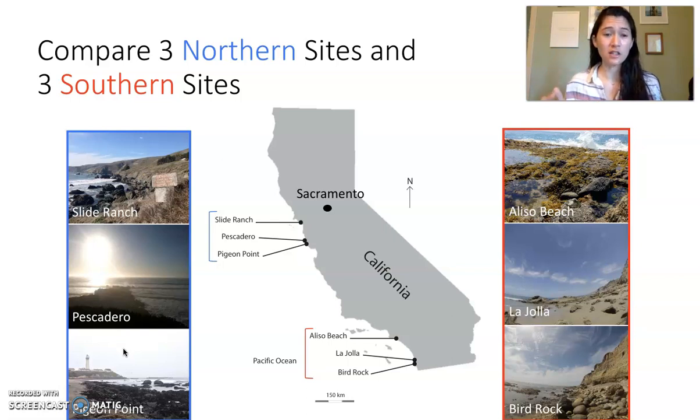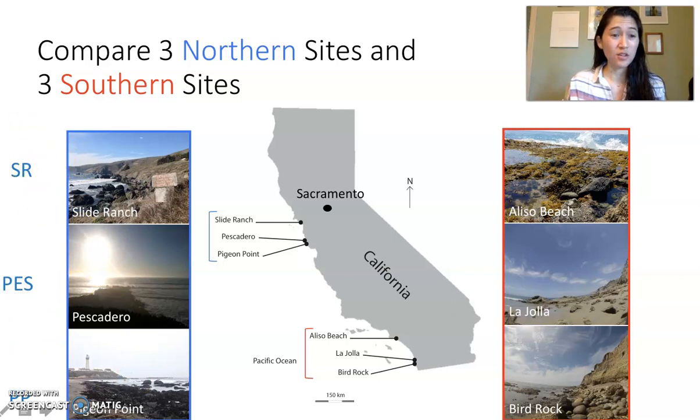And specifically, the data set that we're working with today was collected from 6 different geographic sites in California, 3 in Northern California that I'm showing here in blue. So Slide Ranch, Pescadero, and Pigeon Point. These are all within driving distance of Sacramento.